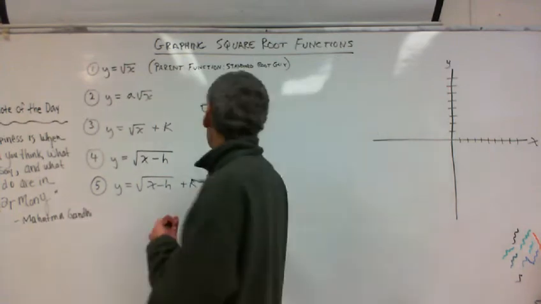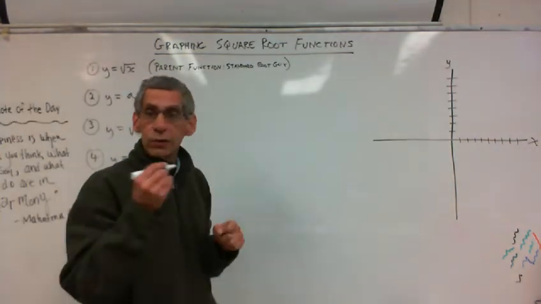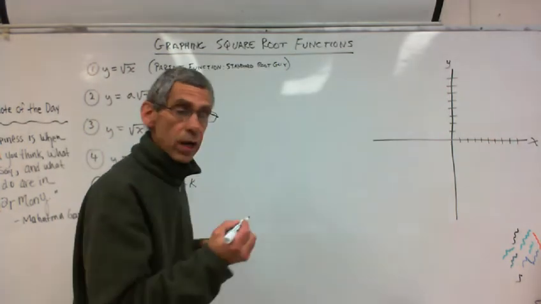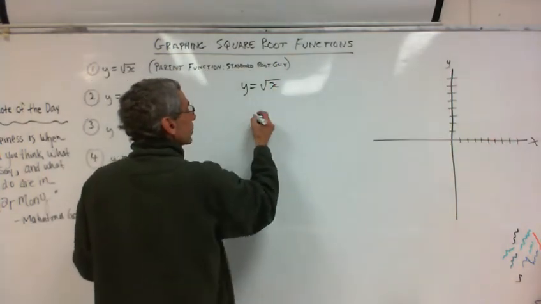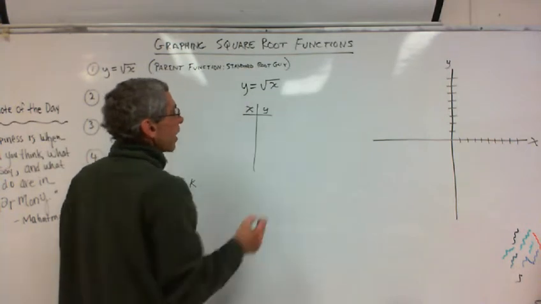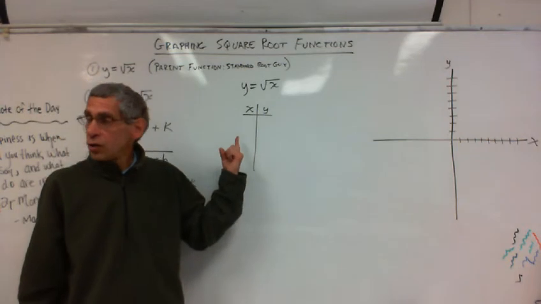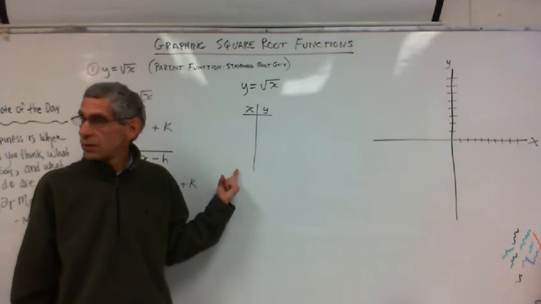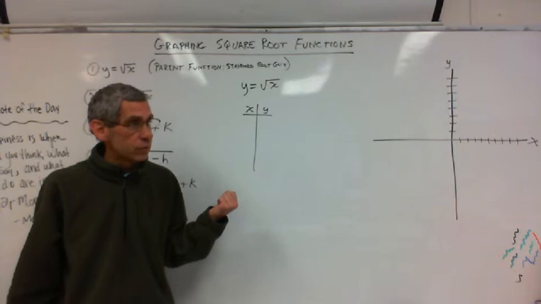Now, first of all, we're going to talk about this one in a little more detail. We're going to actually do a t-chart and figure out what this would be. So y is equal to the square root of x. Here's my x and here's my y. Now, with a t-chart, you choose your x's. For straight lines, I always told you to do 0, 1, and 2, right?